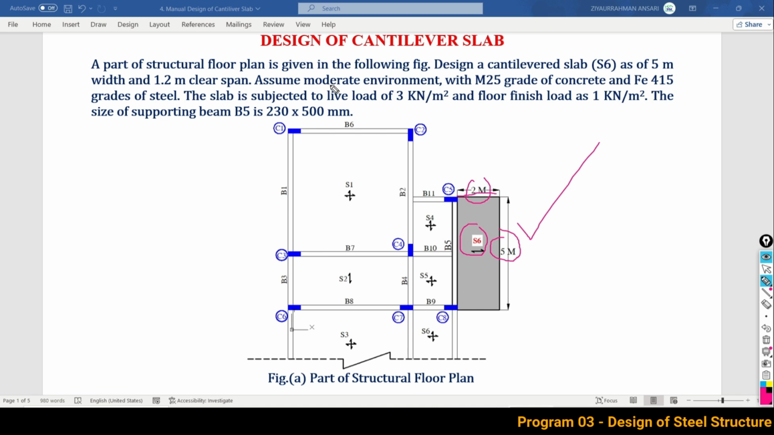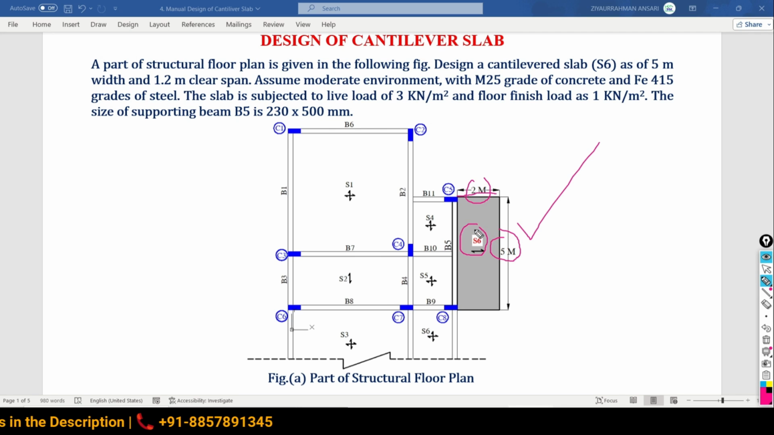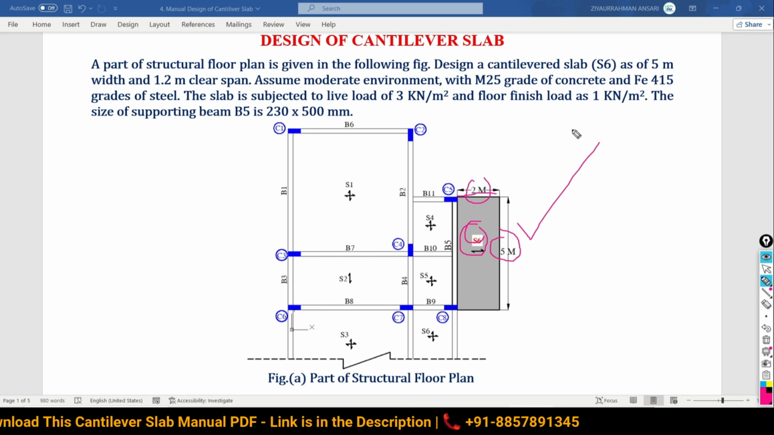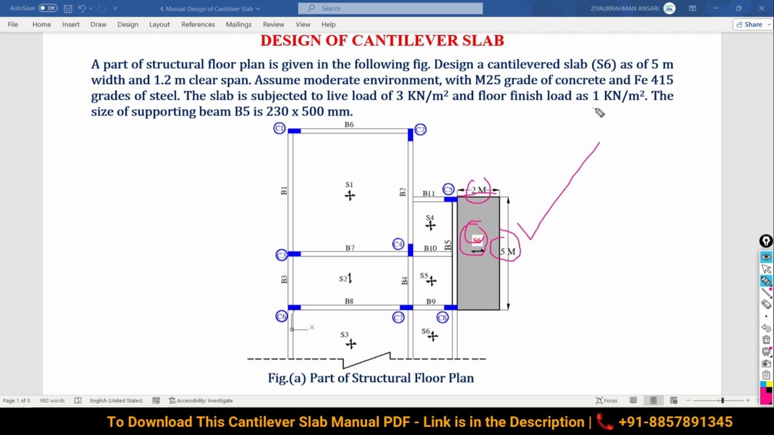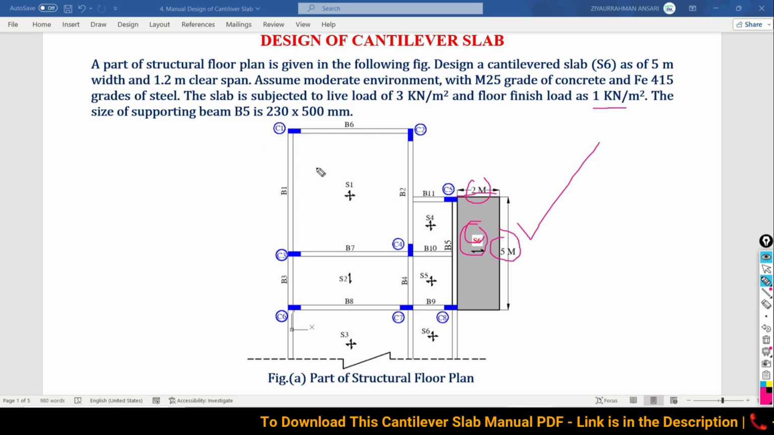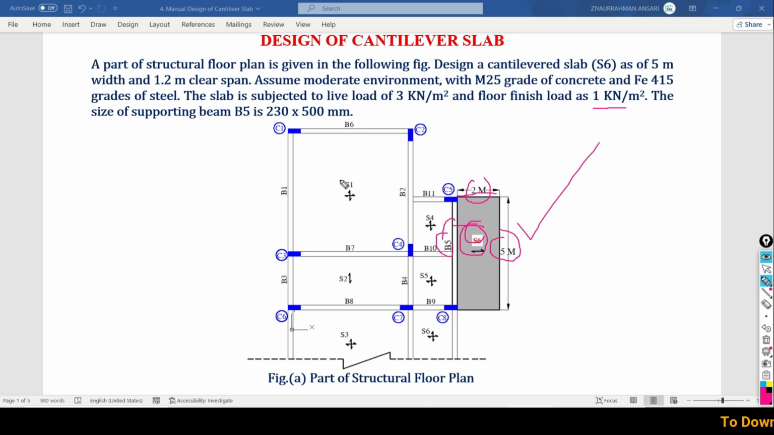We have to consider the moderate environmental condition, with M25 grade of concrete and Fe415 grade of steel. The slab is subjected to a live load of 3 kN per meter square and the floor finish load needs to be considered as 1 kN per meter square. The size of the beam which is going to support this cantilever slab, B5, is 230 by 500 in mm. So these are some of the given data for designing this cantilever slab, which is named S6.